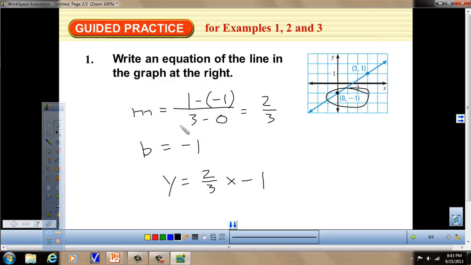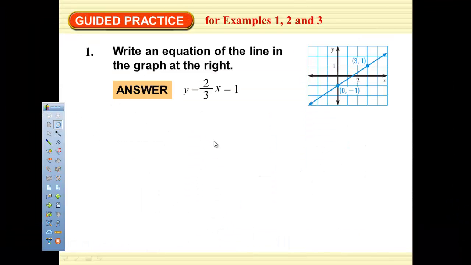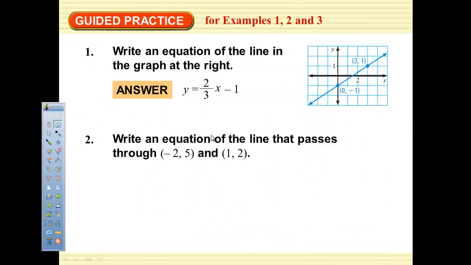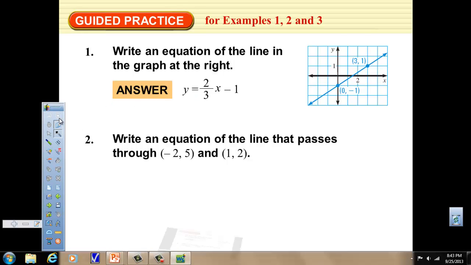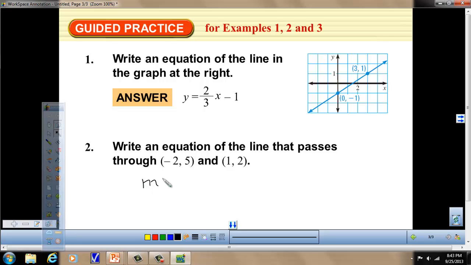Again, not the case most of the time. So there's our answer. And we'll do one where they just give us 2 points. In this case, again, we find the slope. So we're going to do the y's first. We get 5 minus 2, and for the x's we would get -2 minus 1. If we do that, we have 3 on top and -3 on the bottom. My slope is now -1.